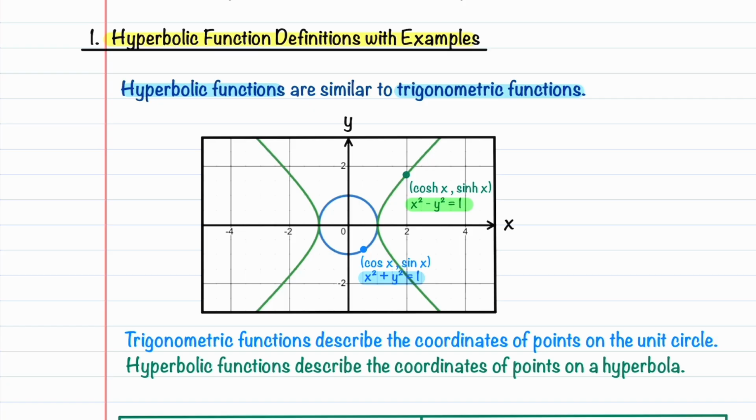As you know from trigonometry, trigonometric functions describe the coordinates of points on the unit circle. Here's the point, defined by cosine x and sine x. And then hyperbolic functions describe the coordinates of points on a hyperbola. Here's one of the points on the hyperbola, and its point is given by the hyperbolic functions cosh x, sinh x.